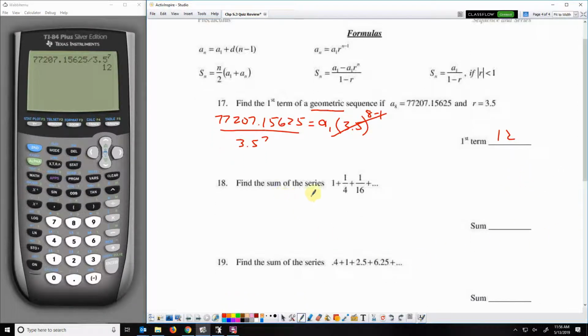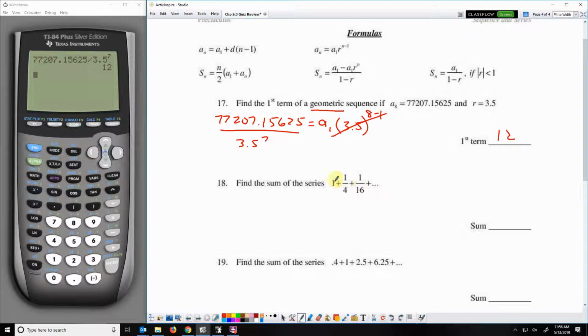Find the sum of the series, and this is not just the first so many terms, it is an infinite series. So we're using this last formula right here, which is only usable if the absolute value of r is less than 1. So r means it is geometric, and it has to have an absolute value of less than 1.